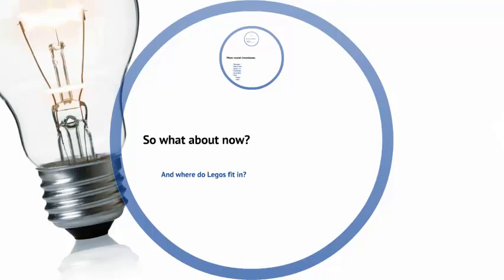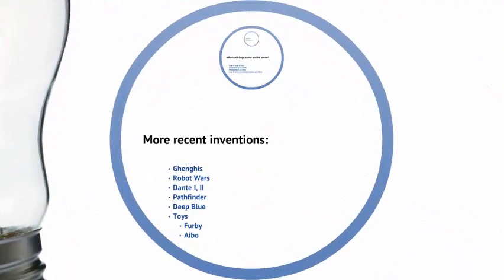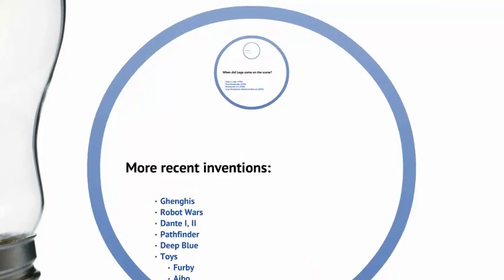So what about now, and where are we going from here? More recent inventions include Genghis, a 6-legged robot with an interesting gait, so we see more insect mimicry in what was going on. Robot Wars pitted robots against each other, and we even see them making their way into toys such as the Furby and the Aibo.